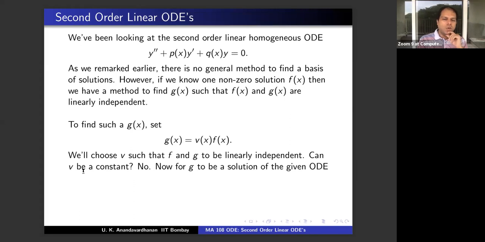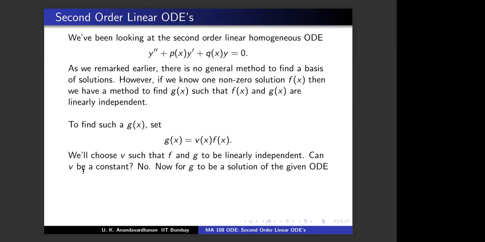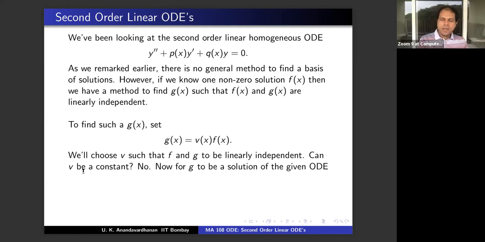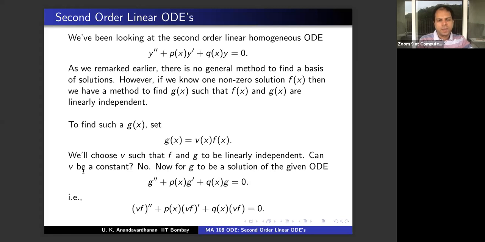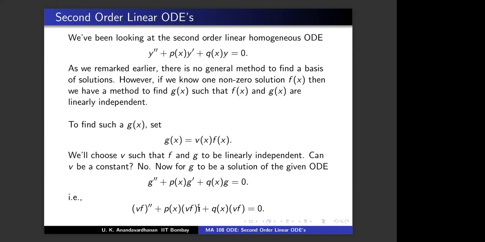Now for g to be a solution of the given ODE, you are experimenting, will such a thing work? Suppose there is something like v(x)f(x), and for this to be a solution, you can plug it in: g double prime plus p(x) g prime plus q(x) g equal to 0. And you can find g prime and g double prime. Assume v is twice differentiable. So you will get (vf) double prime plus p(x)(vf) prime plus q(x) vf is 0. What will be my next step? Writing down these derivatives by the product rule, the derivative of the product.